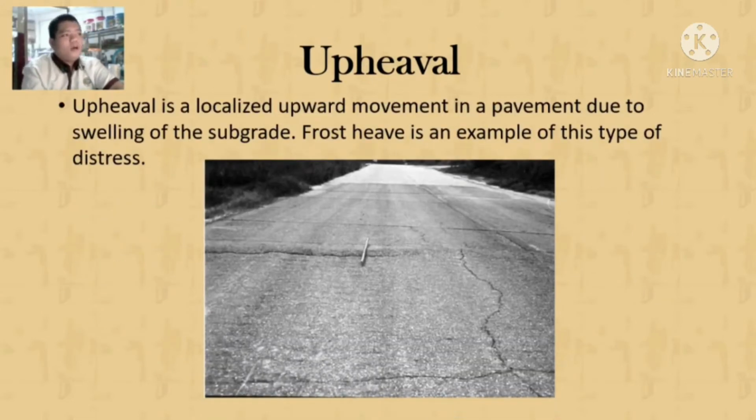Upheaval is a localized upward movement in the pavement due to swelling of the subgrade. Frost heave is an example of this type of distress.